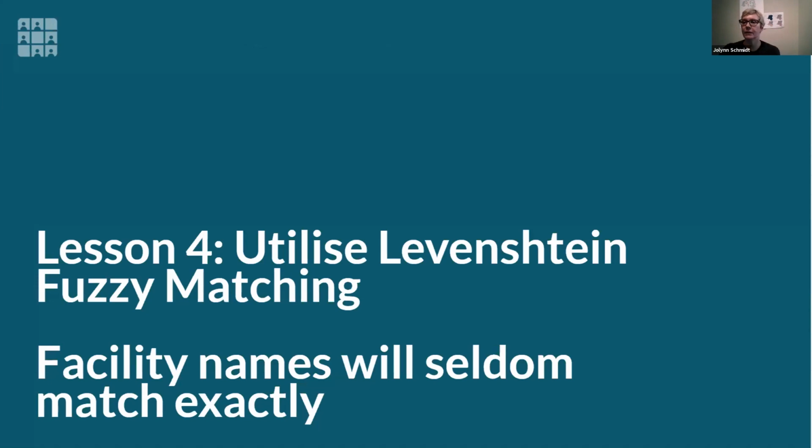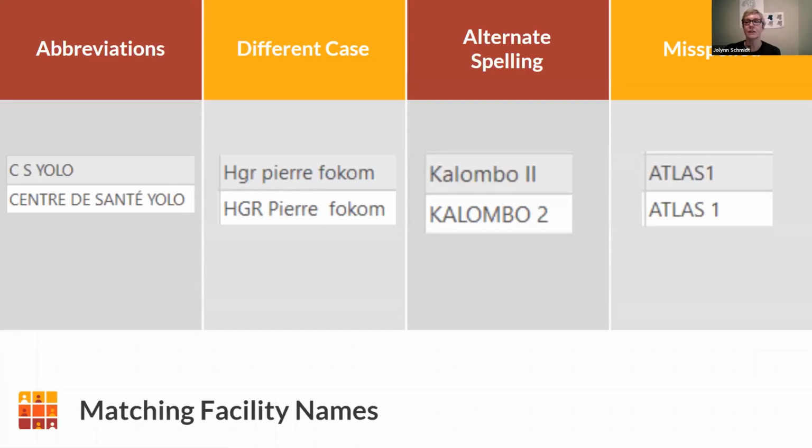So after I feel really good about and have cleaned my spatial data, I need to then actually do the match between the master health facility list and the spatial data. And I utilize Levenshtein fuzzy matching, because facility names will seldom match exactly. So here are examples of facilities that are all the same. They are all matches, but if you used an exact match, none of these would actually match. So we have to use what's called a fuzzy match.